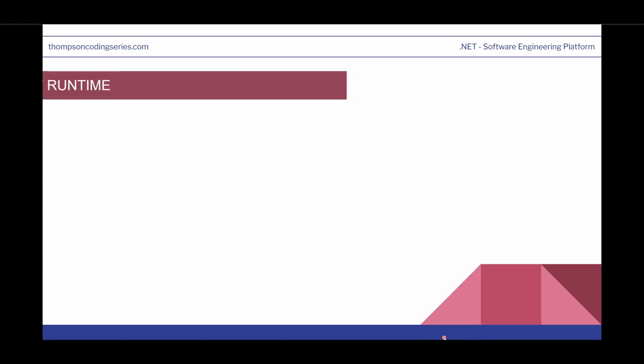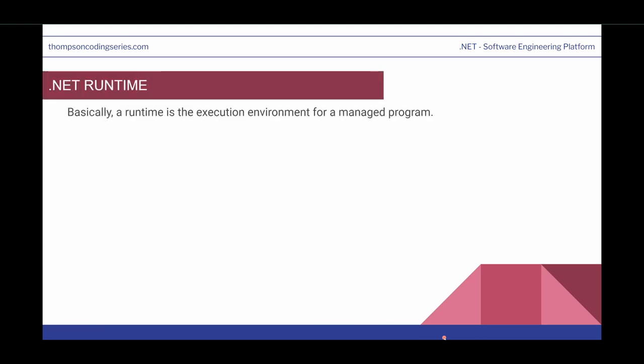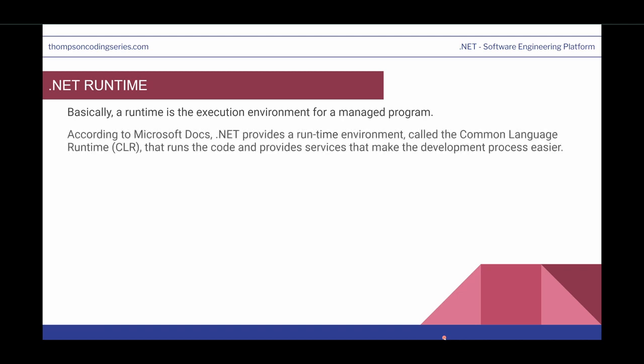So the next thing we should talk about is the .NET runtime. A runtime is really an execution environment for a managed program, just like we have runtimes for every other framework: Python, Java, Kotlin, every other thing. .NET has its own runtime as well. And the .NET runtime provides an environment called the CLR, Common Language Runtime, that runs the code and provides services that make the development process easier. And the Common Language Runtime is the foundation of all .NET apps.